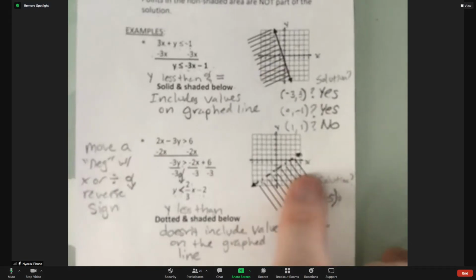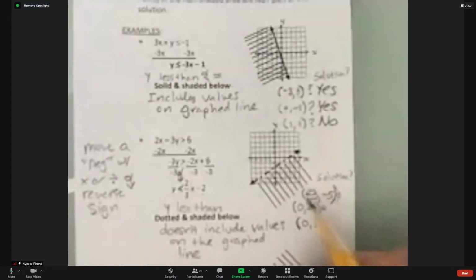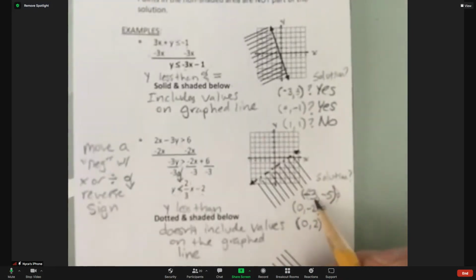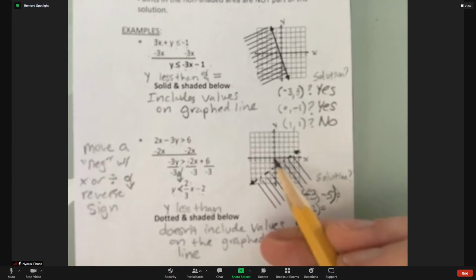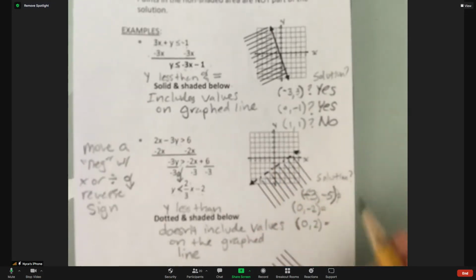If I were to extend and give some questions to say, are these solutions? If I gave you negative 3, negative 5 on the graph, if I were to go back 3, down 5, it is in the shaded area. So yes, that would be a possible solution.